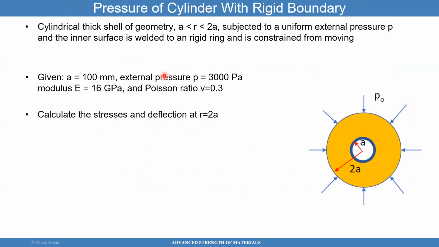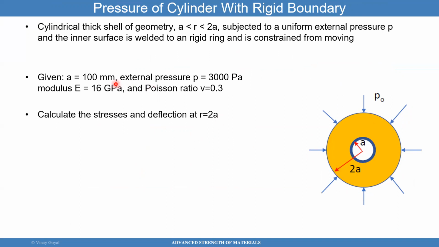Let's go to the next example. Now, this is a very interesting example. It's a pressurized cylinder with a rigid boundary. So what this is asking for, let me explain it well. I have this cylinder. It has a pressure applied outside, but internally I put a rigid cylinder so that the inner surface is kind of constrained.